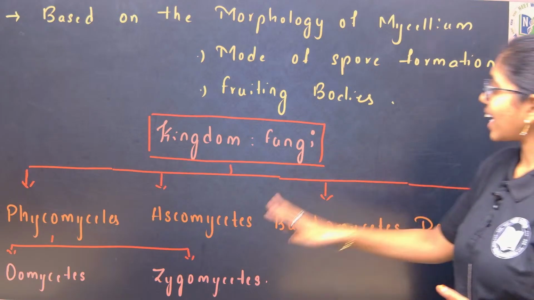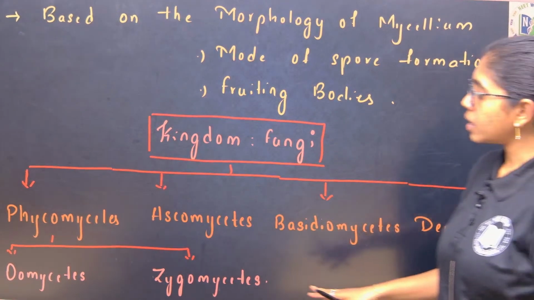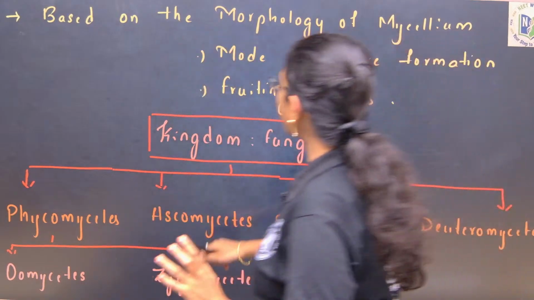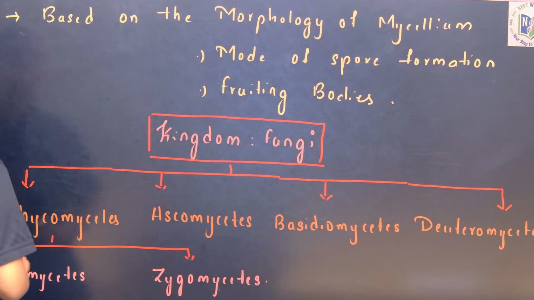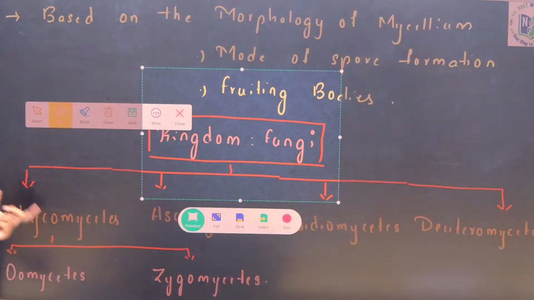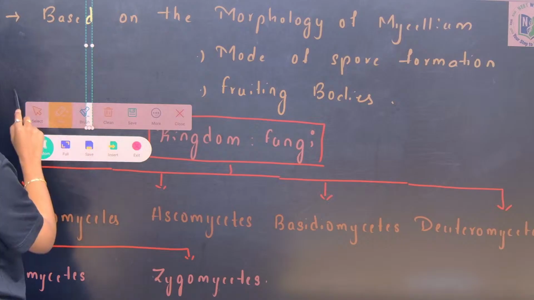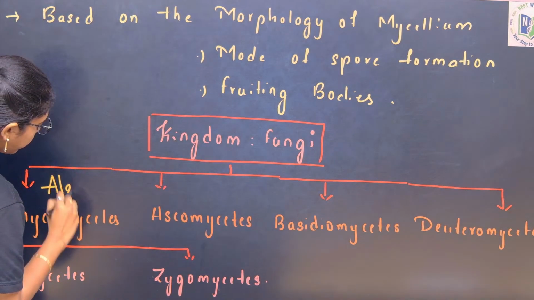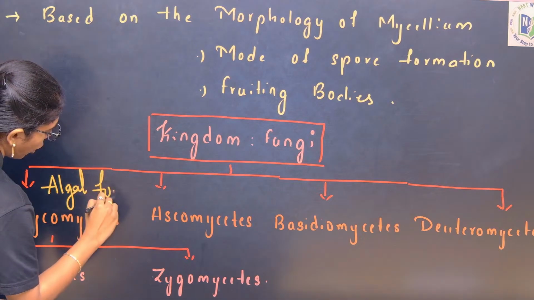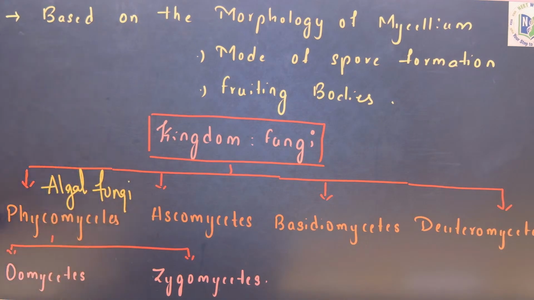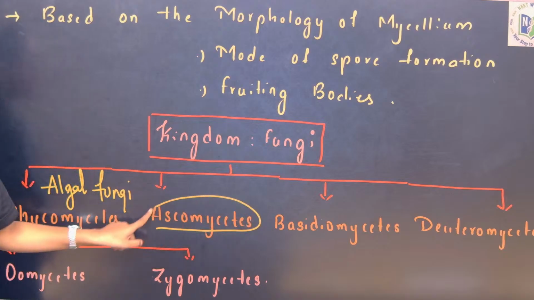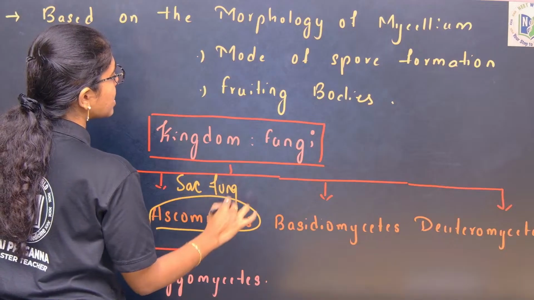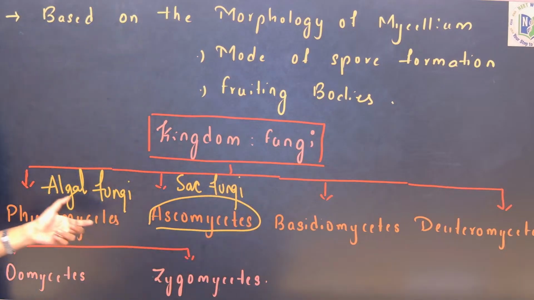Here we go with the classes of fungi. Phycomycetes again includes two subclasses, Oomycetes and Zygomycetes. Phycomycetes is also called algal fungi and this is the primitive fungi. Ascomycetes known as sac-like fungi or sac fungi because it has sac-like fruiting bodies called ascocarps.